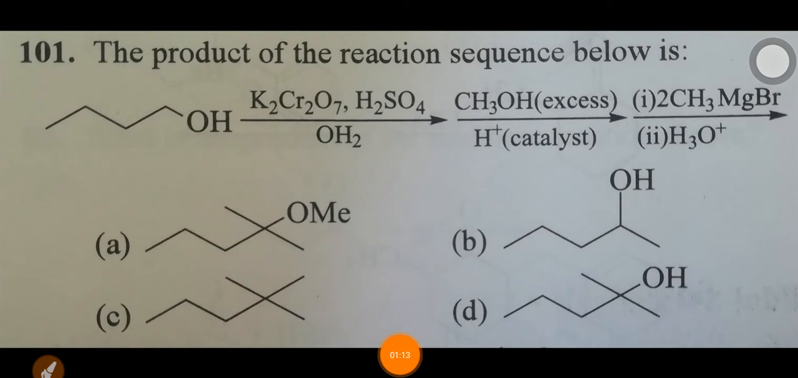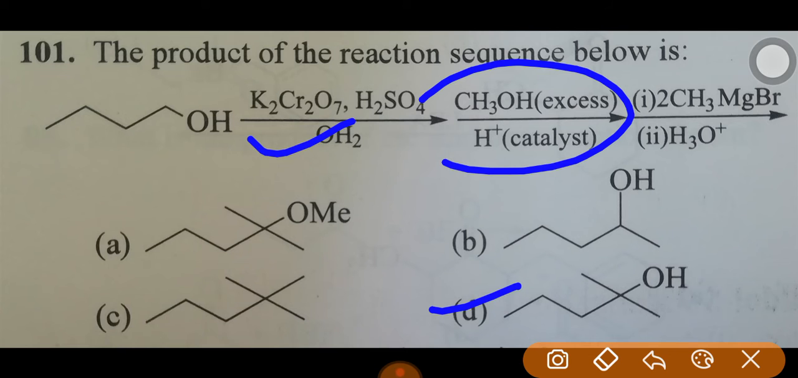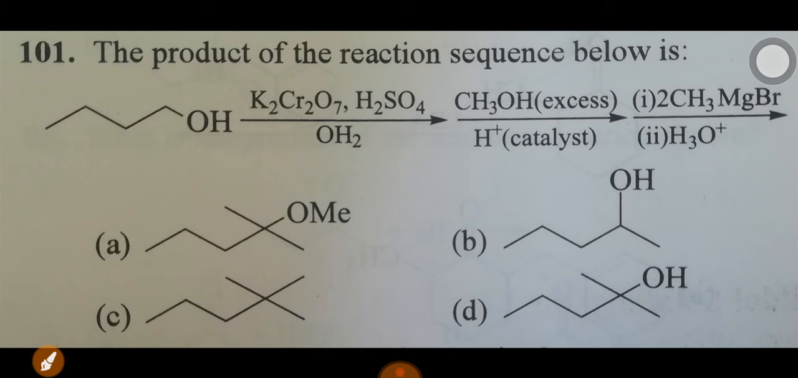This is the question of sequence. The product of the reaction sequence below is? So the answer of this question is D. Here first oxidation occurs, then alcohol converts into acid, then esterification by methanol occurs, and finally the Grignard reagent attacks. So let's see the explanation of this question.